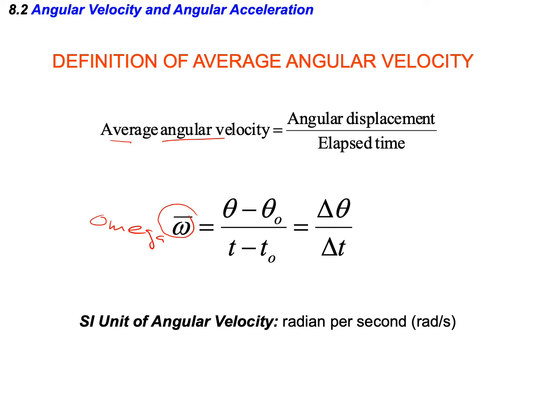In linear motion, we talk about velocity, we use v, linear displacement, x minus x naught over t minus t naught. Here, the angle change, which is angular displacement, over time. So the unit is, we already talked about the SI unit of angle change, which is radian, divided by the time change, still seconds. So radian per second.